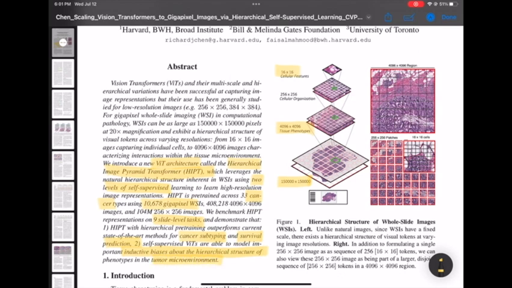They also show how their self-supervised vision transformer can learn inductive biases about the hierarchical structure of visual phenotypes in the tumor microenvironment. So this was a quick summary. Now let's look at the details of the paper.